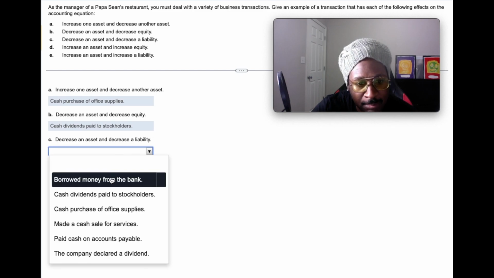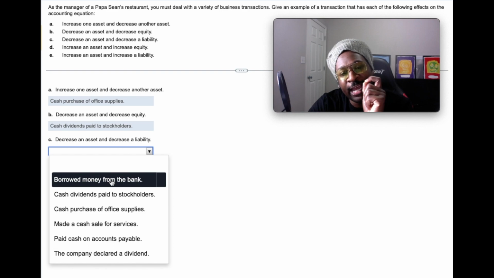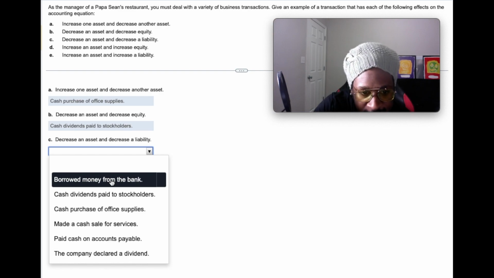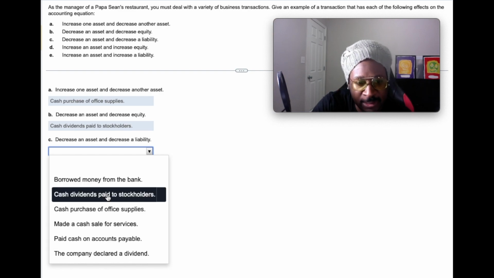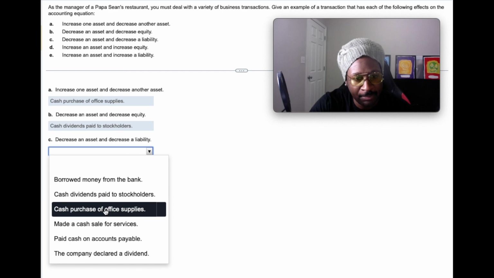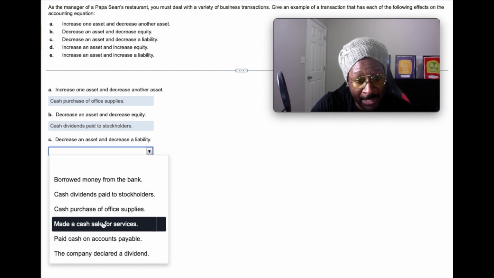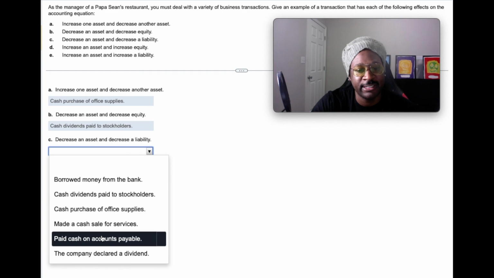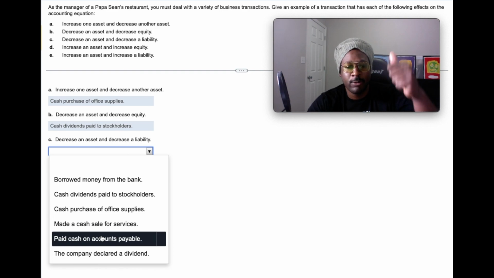Let's see. Borrowing money from a bank? That's not it. Even though borrowing money has a liability that's affected, it's increasing our liability because we now owe more. Cash dividends, we know, no, that's stockholders' equity. Purchase office supplies, no liabilities are involved in there. Made a cash sale for services, keyword services, that's revenues. Nope. Paid cash on the account. There we go, gang. Keyword: paid.